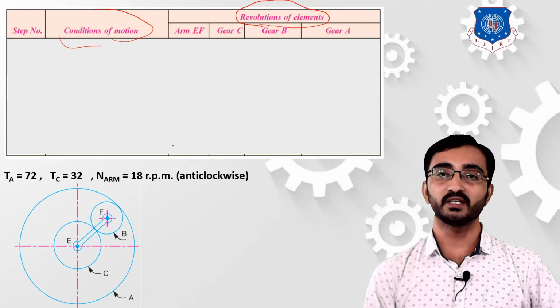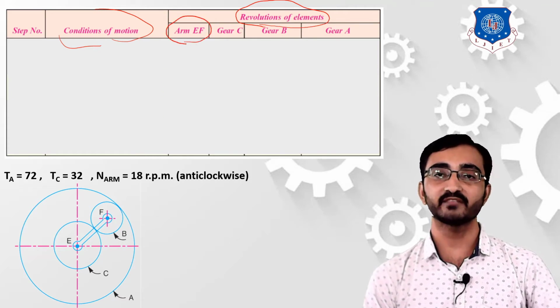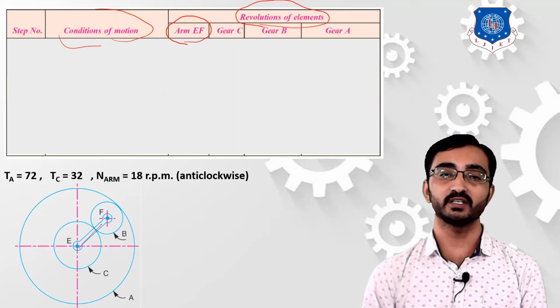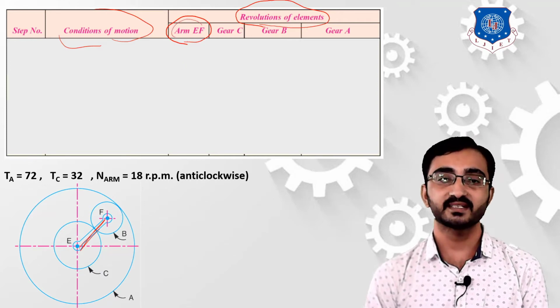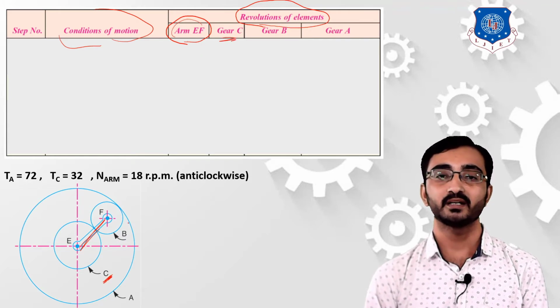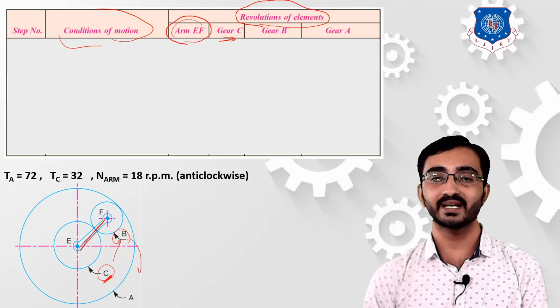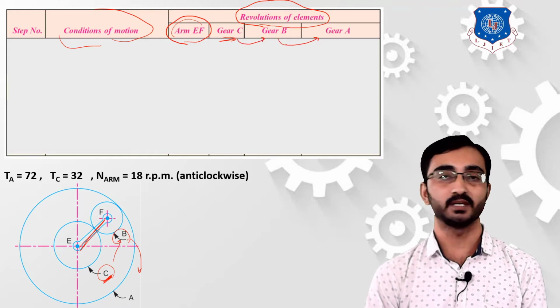So remember one more thing, that in each and every numerical we will always consider the arm as the first element. Okay, we will always mention the arm first. So over here your arm EF is considered as the first element. Now let's consider the second element. So let's start with the central portion. So gear C, that is your second element. Now this gear C is connected with gear B and this gear B is connected with gear A. So we will select in the same sequence: gear C, then gear B and then gear A.